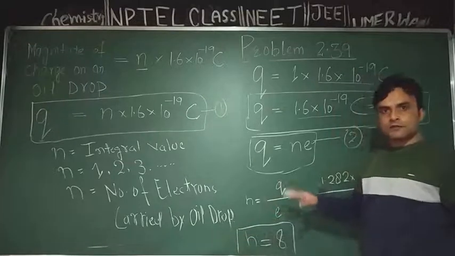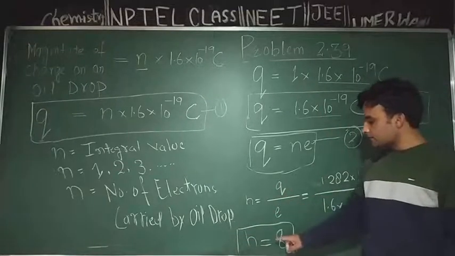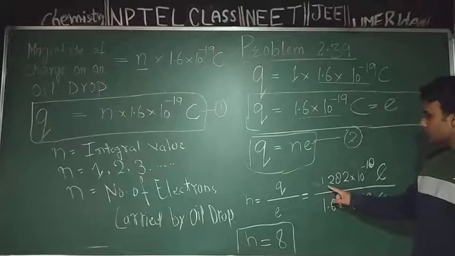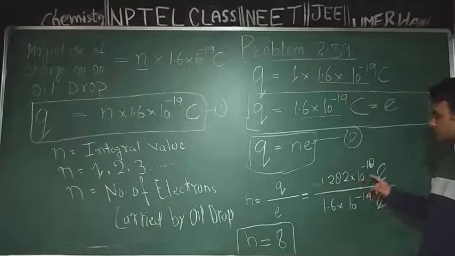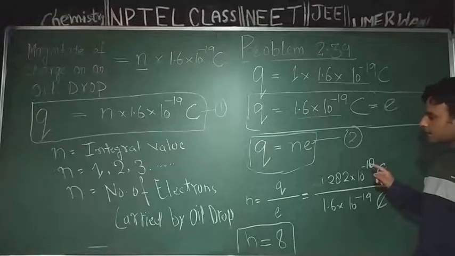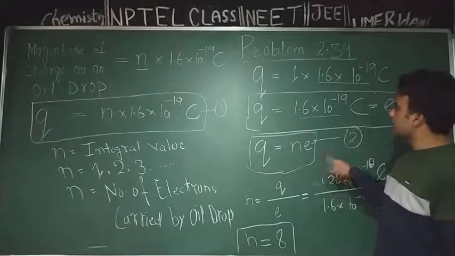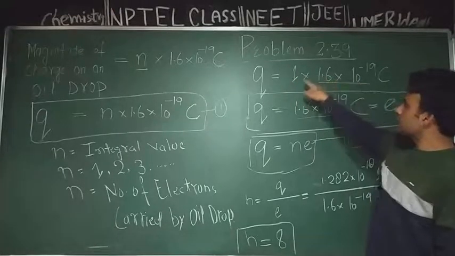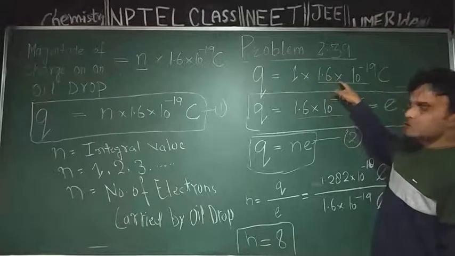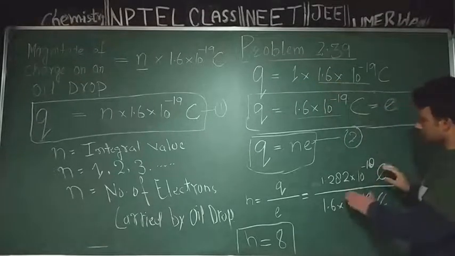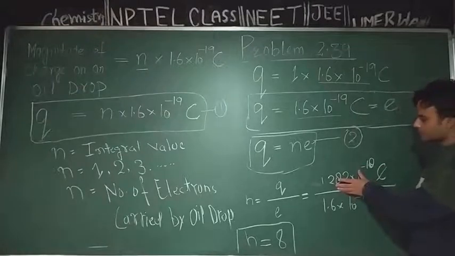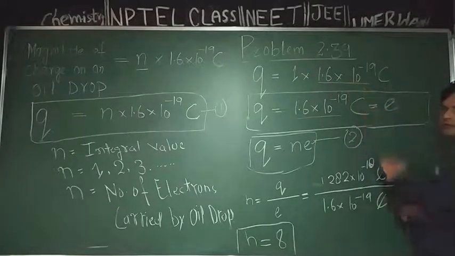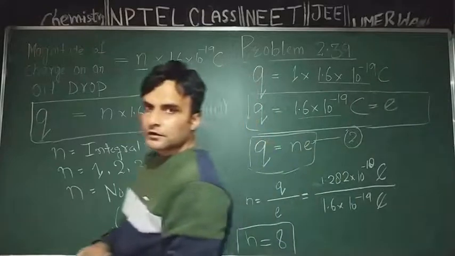Therefore, the number of electrons carried by the oil drop in this problem is equal to 8. Therefore, I can say 1.282 into 10 raised to power minus 18 coulombs is actually the charge carried by 8 electrons. If I relate it with the charge on 1 electron, it will be equal to 8 times the magnitude of charge carried by 1 electron. This value, 1.282 into 10 raised to power minus 18, is 8 times the magnitude of charge carried by 1 electron.